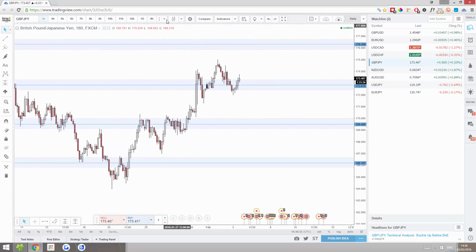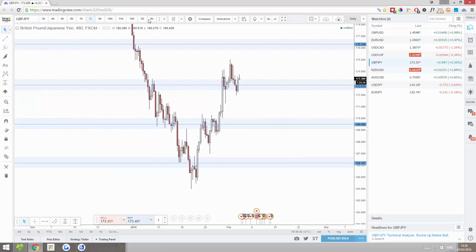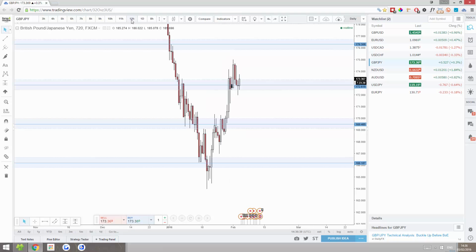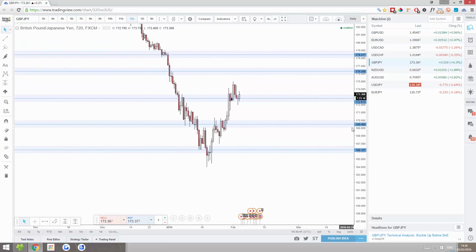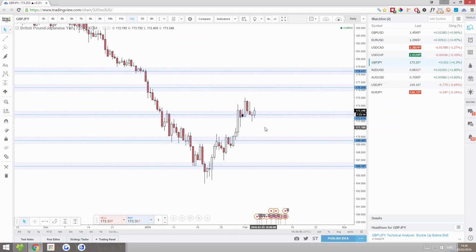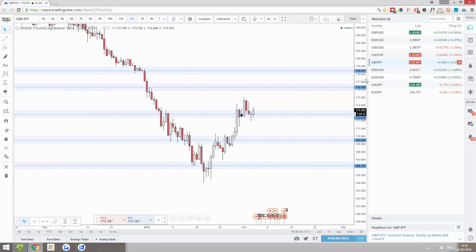GBP/JPY. Let's get back to the 8 hour. Sorry, daily. We'll start with the daily. So pretty much what we discussed yesterday is sort of happening on GBP/JPY. Yesterday I mentioned GBP/JPY might be bouncing from this support area and pushing up. So it might be a continuation, much like GBP/USD. It looked like the same sort of thing. It would bounce from here and push up, and it looks like it's happening now.